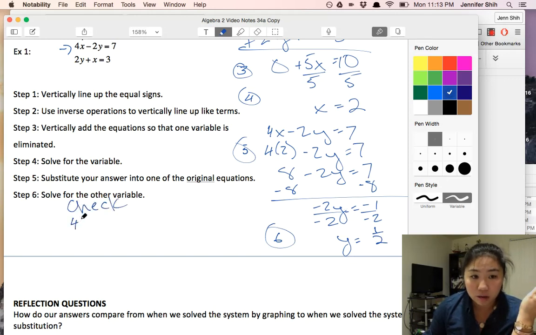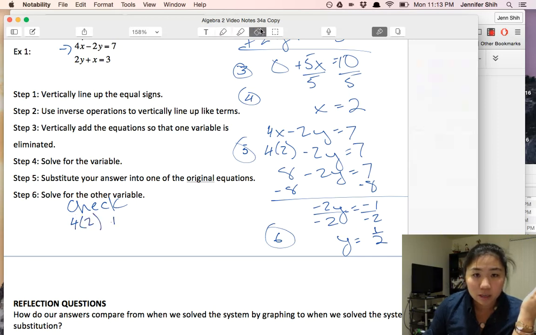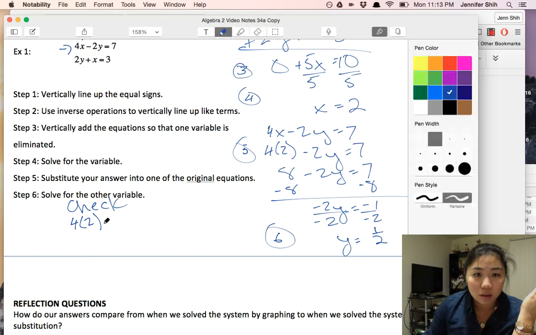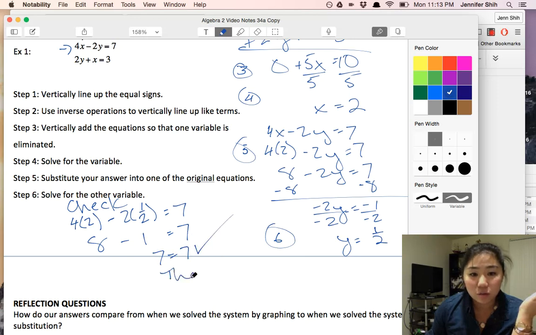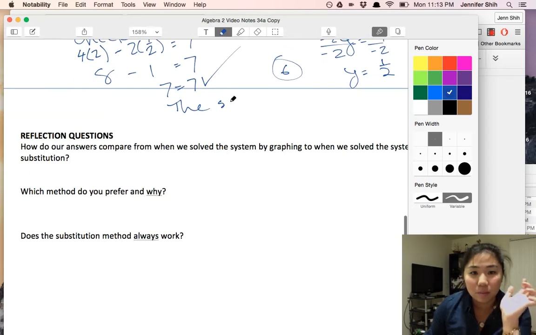So let's plug in 4 times 2 if our x is equal to 2. Oh no, minus 2y, and for y we got 1/2. Is that equal to 7? Is 8 minus 1 equal to 7? Is 7 equal to 7? Yes. So the solution, you can write it as x is equal to 2, y is equal to 1/2, or you can write it as a coordinate, (2, 1/2).